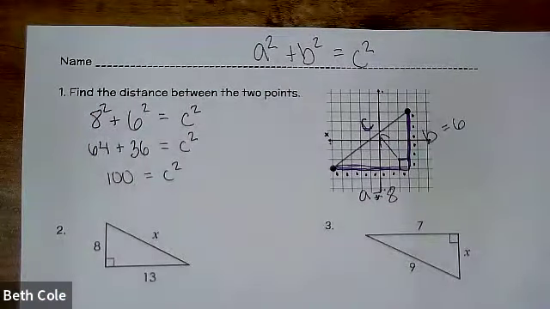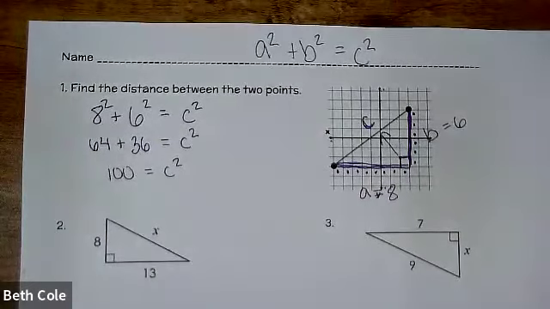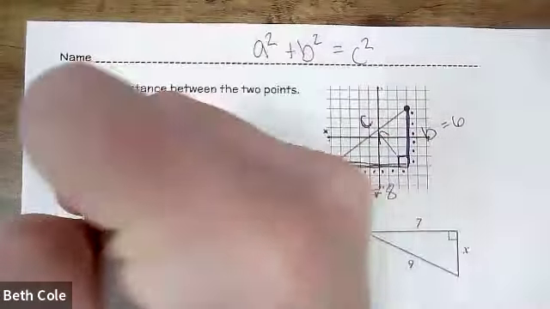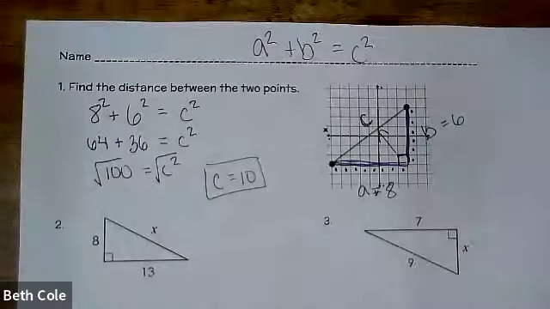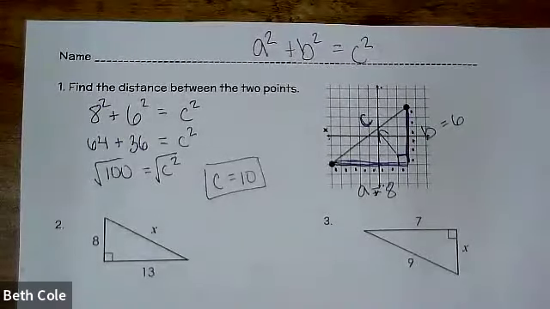And then you have one more step. How do you get rid of a squared? Square root. Good job. Your square root of 100 is 10. You would just type in Desmos, square root of 100. All right? Let's try another one.